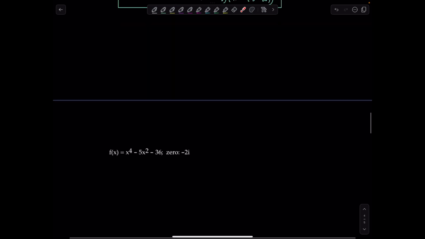All right, here we go. Another one. F of x is x to the 4th minus 5x squared minus 36. And one of the given zeros is negative 2i. So right off the bat, if negative 2i is a zero, that's like 0 minus 2i, then 0 plus 2i is also going to be a zero of this polynomial.